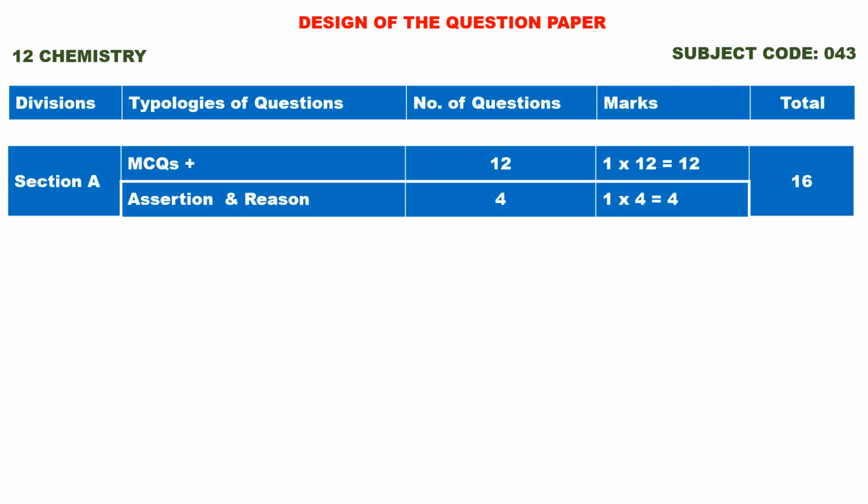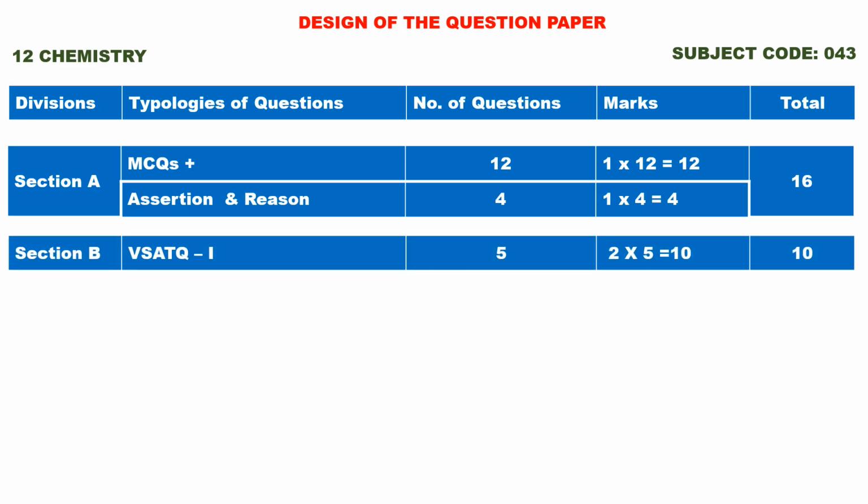Section A. Section A contains multiple choice questions. Number of questions 12. Total marks 12 marks. Assertion and reason type of questions, 4 questions, each carrying 1 mark. Total 16 marks in Section A. Section B. Very short answer type of questions. Number of questions 5. Total marks 10.